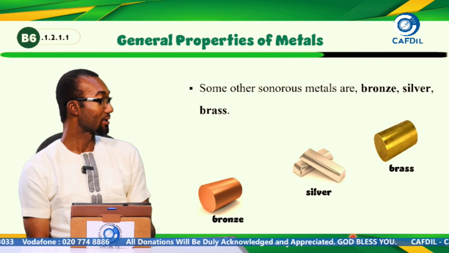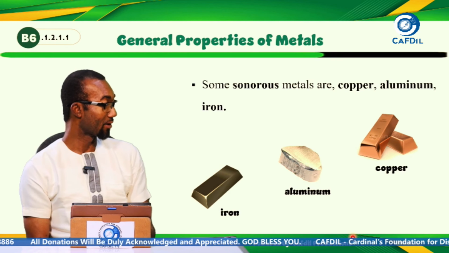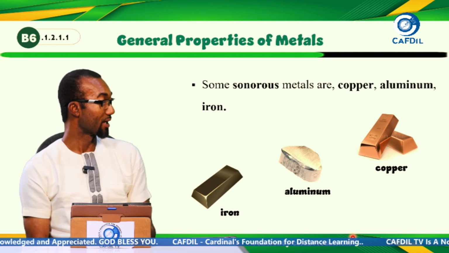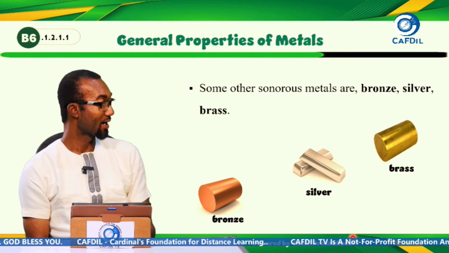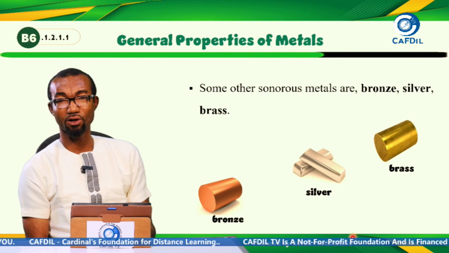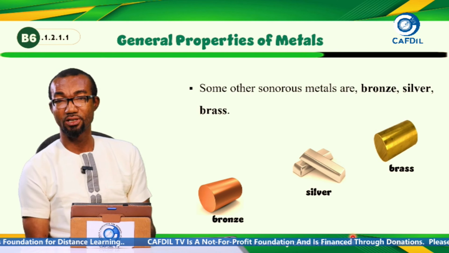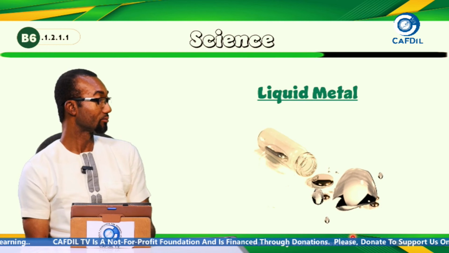So let's look at some examples of metals that are sonorous. We have iron, we have aluminium, we have copper. They are all examples of sonorous metals. We also have bronze, silver, and brass. So you can see that almost all the examples of metals, they are sonorous. They make sound when struck by something.